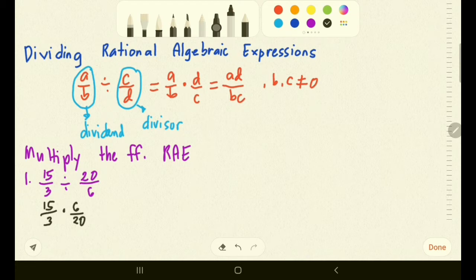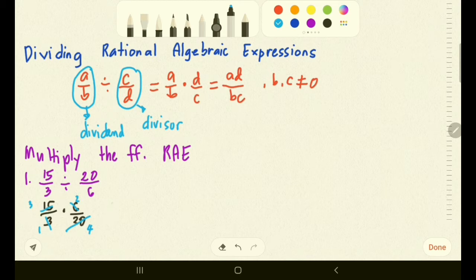Since I told you about cancellation, we're going to use the cancellation method: cancel numerator versus denominator. 15 and 20, their GCF is 5. 15 divided by 5 is 3, and 20 divided by 5 is 4. Next is 6 and 3. Look for the GCF. The GCF is 3. 3 divided by 3 is 1, and 6 divided by 3 is 2.